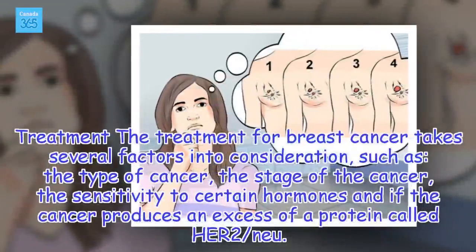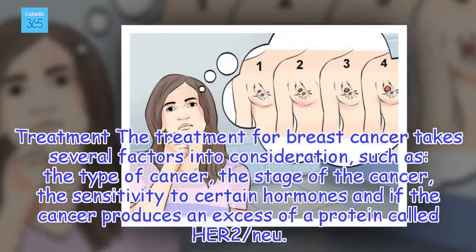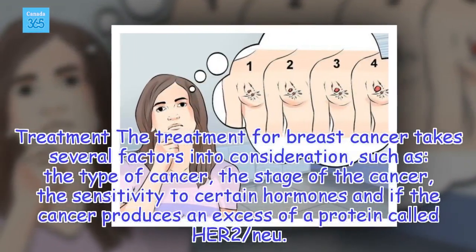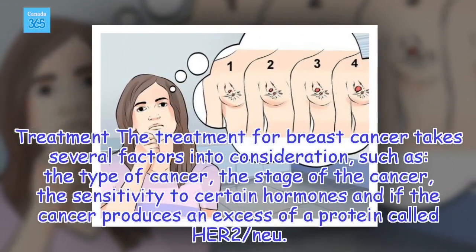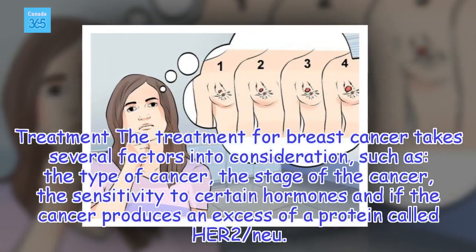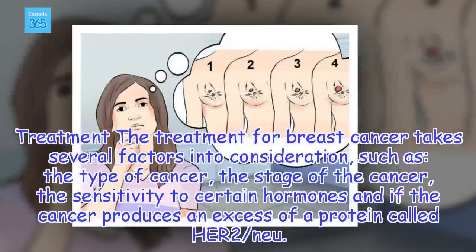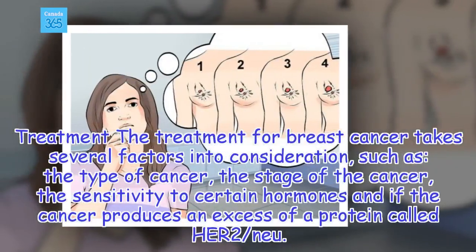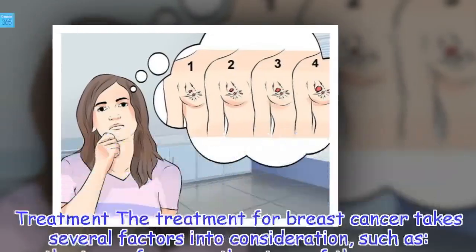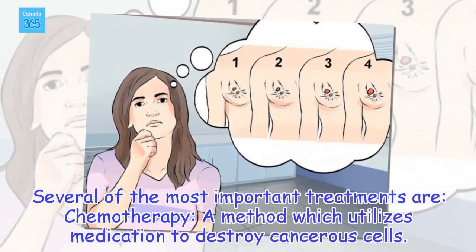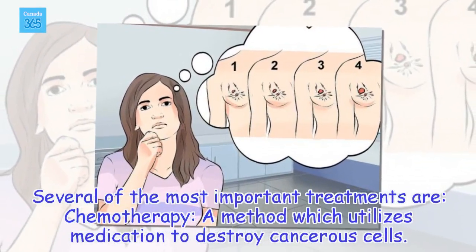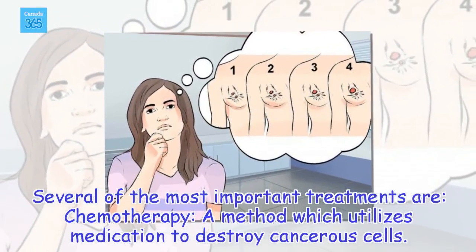Treatment. The treatment for breast cancer takes several factors into consideration, such as the type of cancer, the stage of the cancer, the sensitivity to certain hormones, and if the cancer produces an excess of a protein called HER2/neu. Several of the most important treatments are chemotherapy, a method which utilizes medication to destroy cancerous cells.